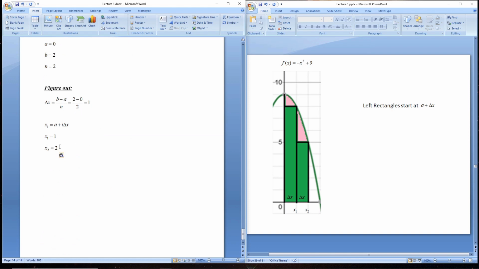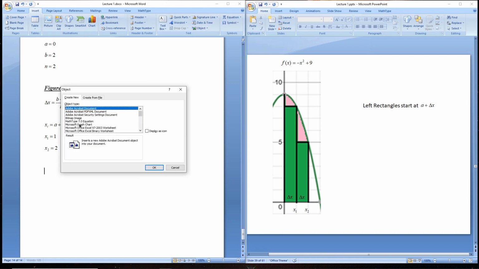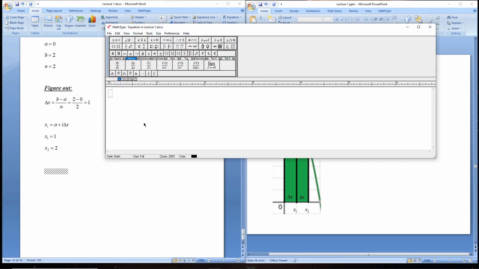And now once we have the position of where the rectangles are, we use these numbers to figure out the height of the rectangle. So x1 right here, this middle black line, x1 is the position for the height of the first rectangle. And then x sub 2 is for the height of the second. And that's what we want. We want those heights. And to get those heights, we plug the x value into the function.